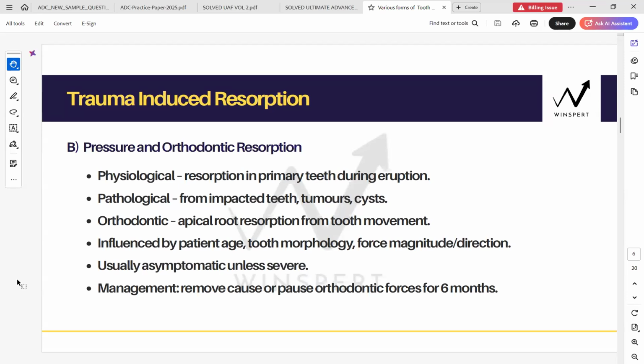So, first of all, it is your physiological. Physiological ones are where there is a natural primary tooth root resorption due to the pressure coming from your developing permanent tooth bud. That is your physiological process. Nothing rocket science in that. Everybody understands the physiological pressure resorption, right? Which only happens on the primary teeth due to the erupting permanent teeth. As simple as it can get.